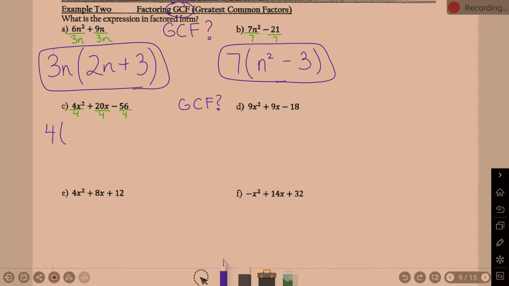4x squared divided by 4 leaves me with x squared. Carry down the sign unless you have reason to change it. 20x divided by 4 is 5x. Minus 56 divided by 4? 14.